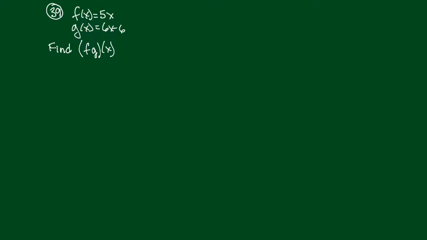Number 39, we're given two functions. I've got this linear function, 5x, and another linear function, 6x minus 6. Now what I want to do is combine these together into a product. I'm going to name a new function, fg. Now there's two ways I can do this.